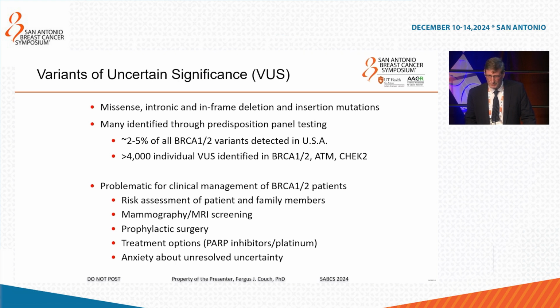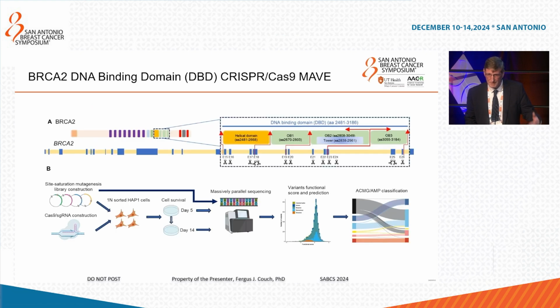Many thousands of women around the world and in the United States carry these variants, and we don't know really what to do with them. They have to be basically counseled on the basis of their personal history. So to address this issue, we developed what we call a saturation genome editing screen, which is based on CRISPR-Cas9 technology. And here's a graphic showing you how it works.